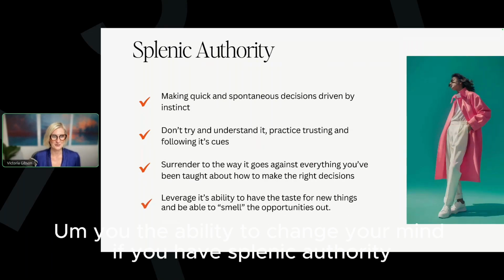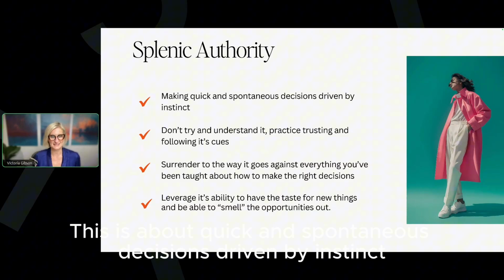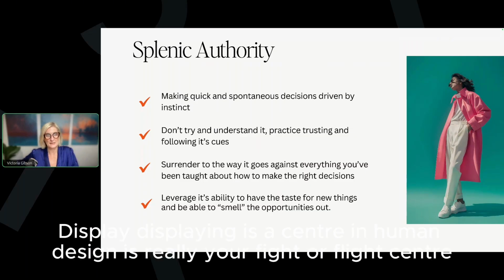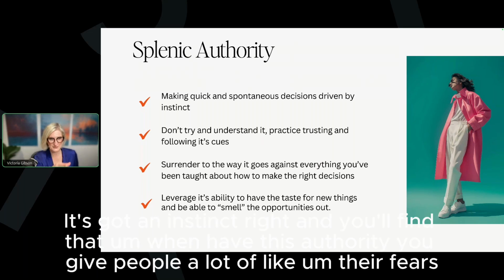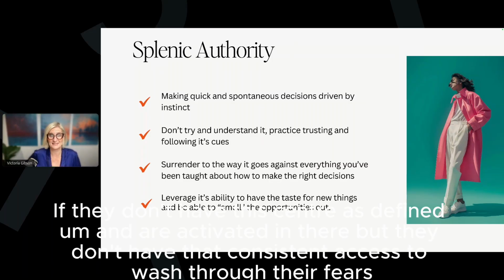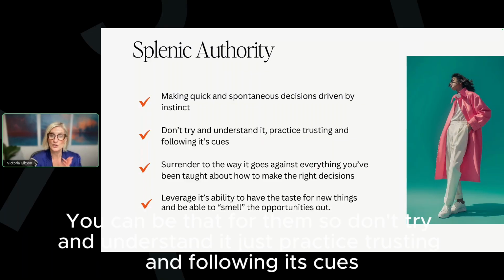If you have splenic authority, this is about quick and spontaneous decisions driven by instinct. The spleen is a center in human design that is really your fight or flight center. It's where a lot of our fears live, and it knows how to go. It's got an instinct, right? And you'll find that when you have this authority, you give people a lot of fears if they don't have this center defined, and they're activated in there, but they don't have that consistent access to wash through their fears. You can be that for them. So don't try and understand it.